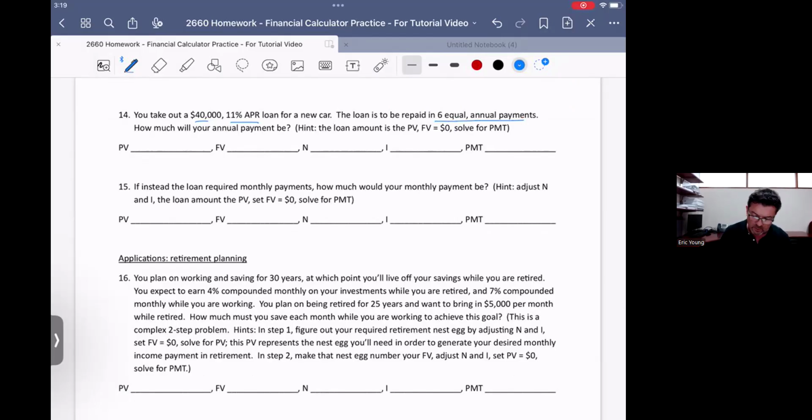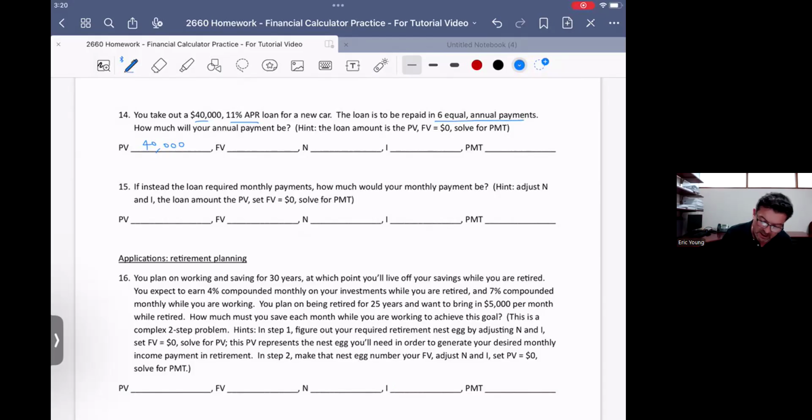Okay, pretty straightforward. We know that you're going to be taking out $40,000 in a loan. That's coming to you, so it's a positive number. It represents the present value of this series of cash flows. If you think, how's it a cash flow, Eric? It is a cash flow. You're taking $40,000 today, and over time, you're going to pay it off.